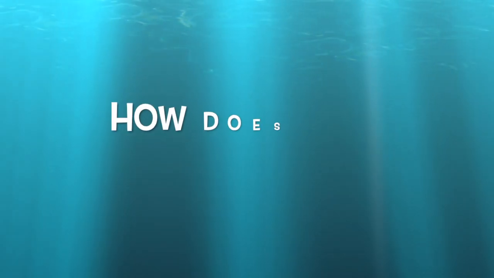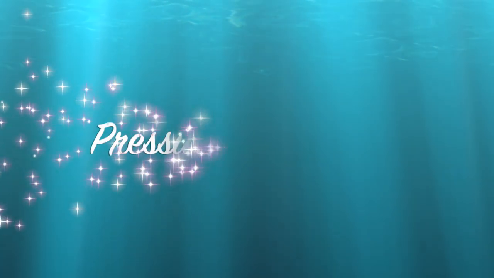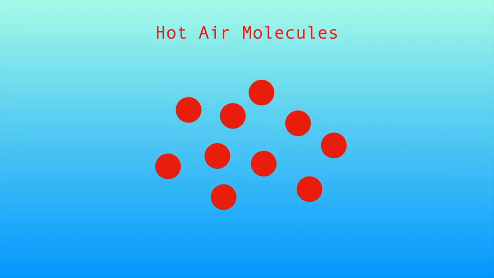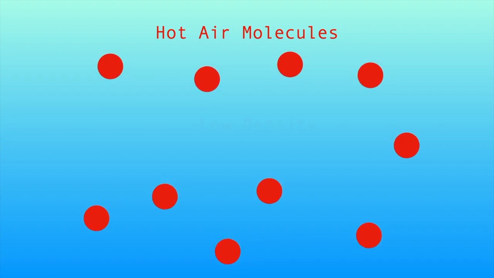Have you ever thought about how wind works? Basically, breezes happen when there's a pressure difference in the air. The air molecules in hot air have a lot of energy, so they expand. Because the molecules are less dense, there isn't much pressure. So we can think of hot air as having low pressure.